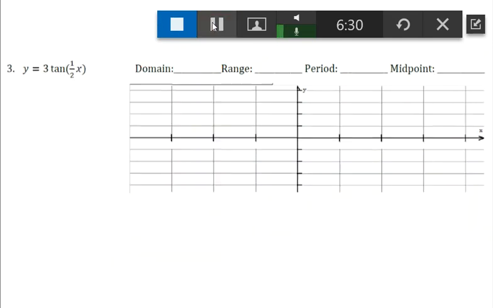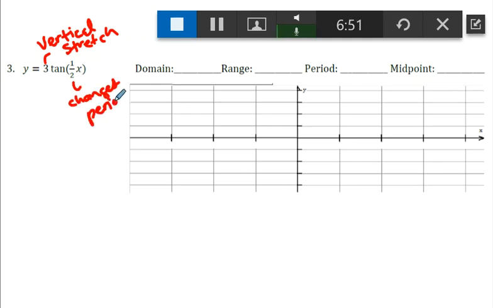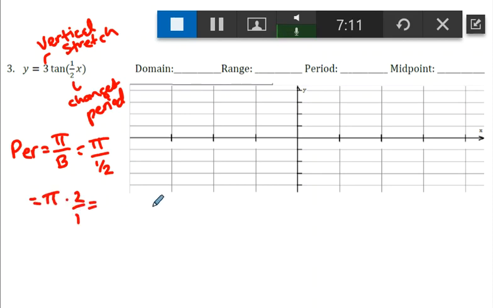Okay, for this one, what does the 3 change? Vertical stretch. I love that because I wanted to say amplitude, but you guys help me. It's vertical stretch. And then the 1/2 changes the what? Changes the period. All right, so my period, instead of being 2 pi over b, it's pi over b, because pi is the regular period for tangent. So you're going to do pi over 1/2, which is pi times 2 over 1, which is what? 2 pi.